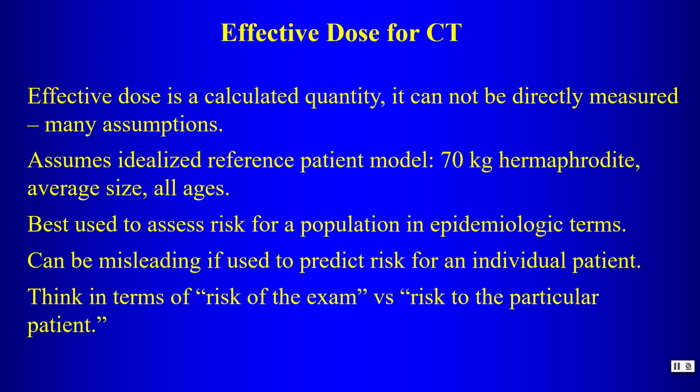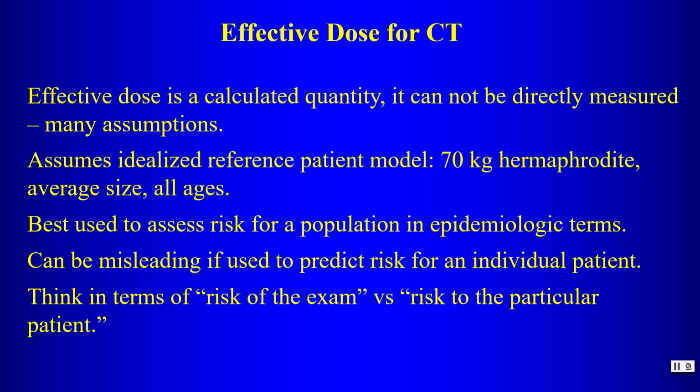for various patients. It assumes an idealized reference patient model. So the doses that you see that are estimated assume a 70 kilogram hermaphrodite of average size, an average of all ages. So it's best used to assess risk for a population in epidemiologic terms, or if you're evaluating various protocols to see what their effect is in terms of changing parameters in protocols on radiation dose. This can be misleading if you're using it to predict risk for an individual patient.